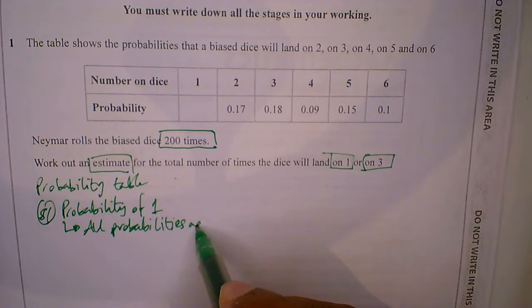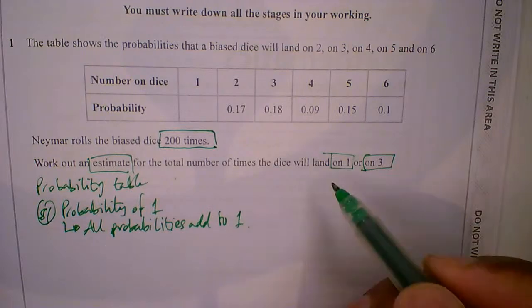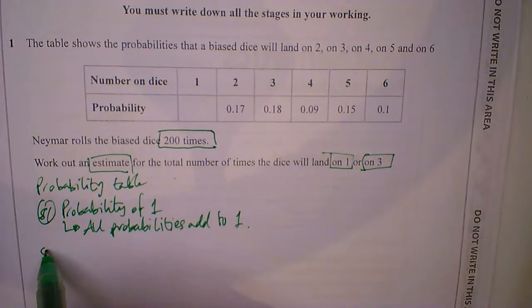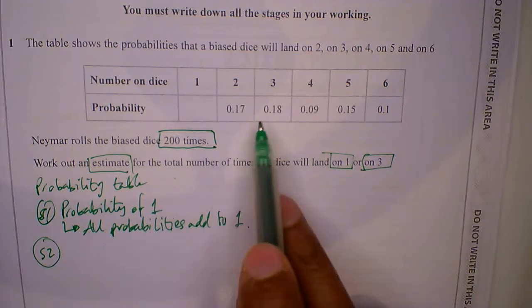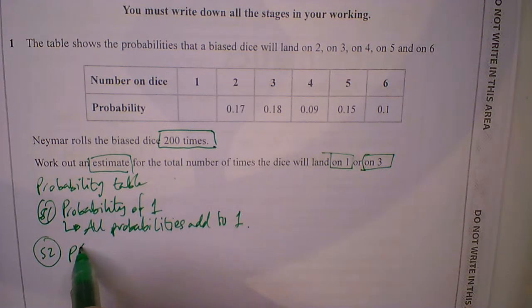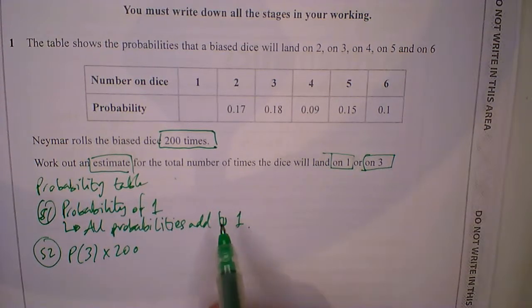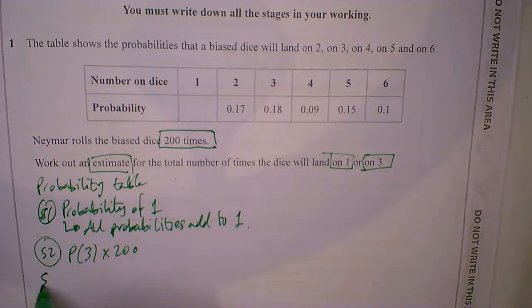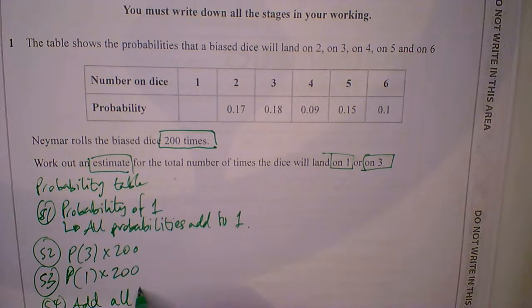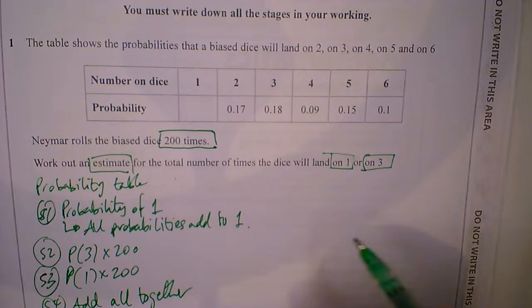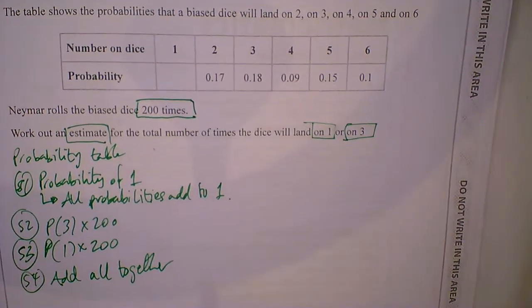Probabilities add to 1. So that's one thing. Another thing we need to do is multiply the probability of 3 by 200. And then also the probability of 1 times by 200. And then step 4 is we add them all together. So 4 steps. You could have fewer steps. You could join these together, but that's how we can do these.